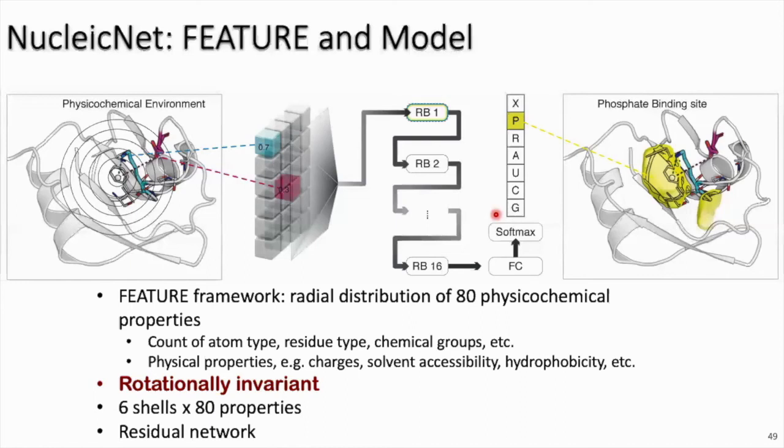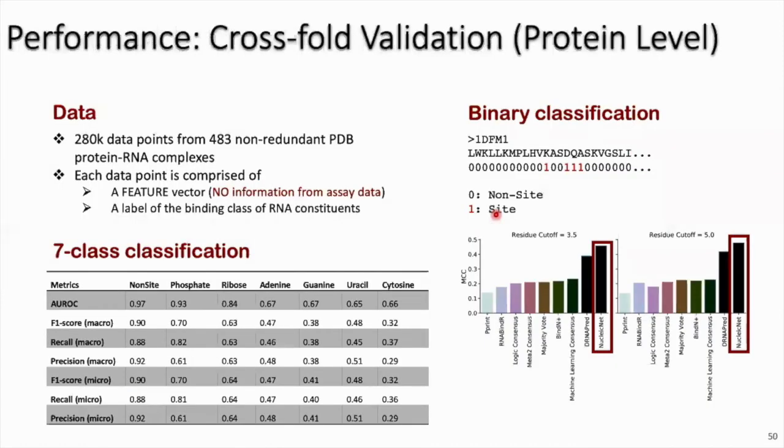Now, how does our method perform? We first check the cross-fold validation performance on the protein level. Our deep learning model was trained on 280K data points generated from the non-redundant protein-RNA complex structures. Notice that all of those grid points are generated from the structure data, which means we have only used the information from the structure data to train our deep learning model. We have never used any information from the assay data to train our deep learning model. This point will be further discussed later.